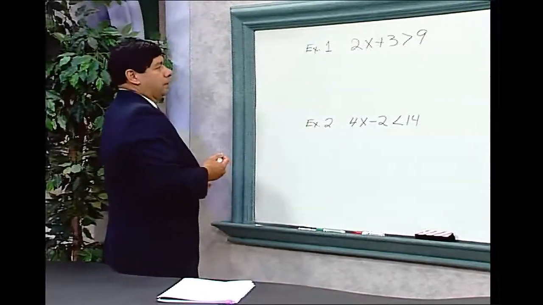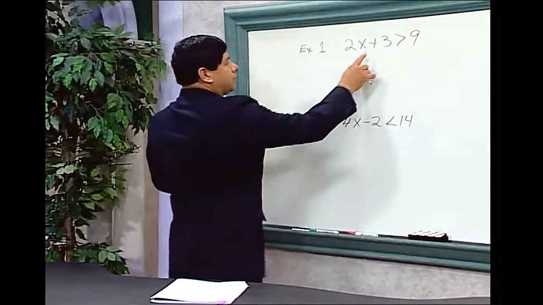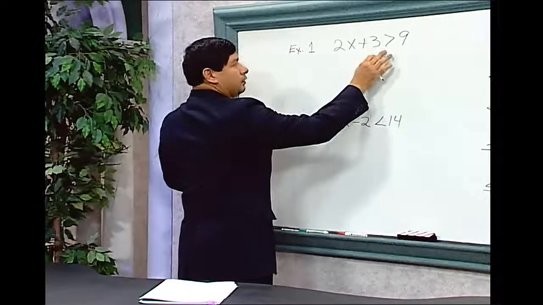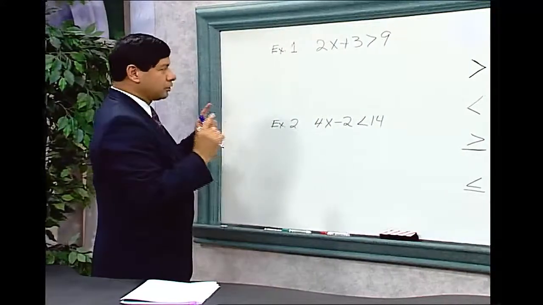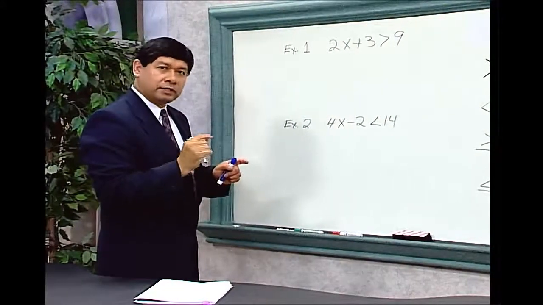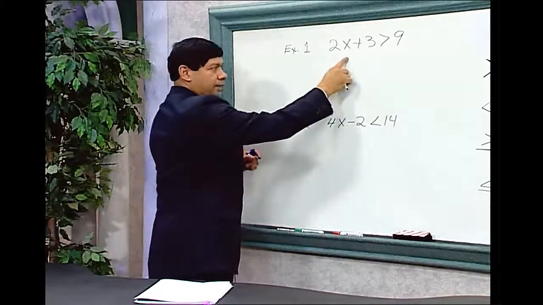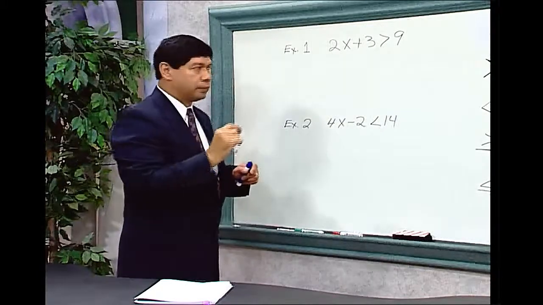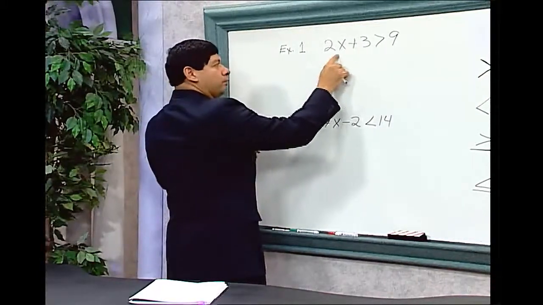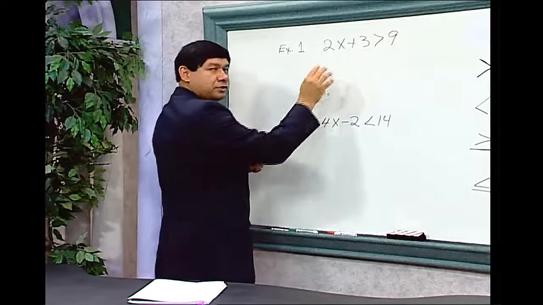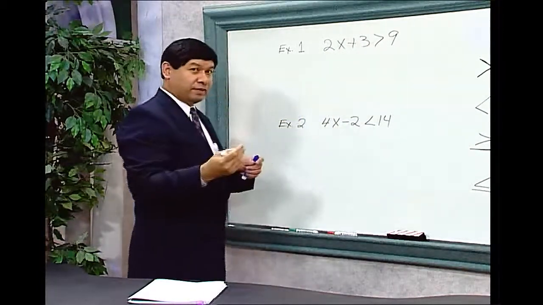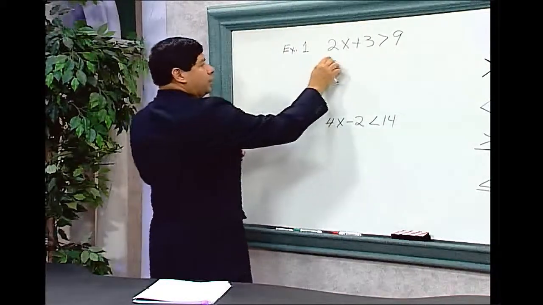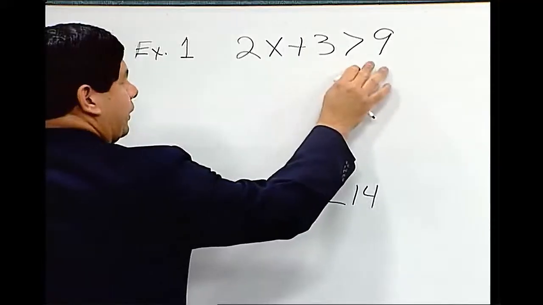Example number 1. We have 2x plus 3 is greater than 9, a greater than symbol. So what we're looking for, we're trying to find the solution for x to make the statement true. What number, when we substitute that number for x, will make this true? Well, that's what we're going to find out. Very simple. 2x plus 3 is greater than 9.